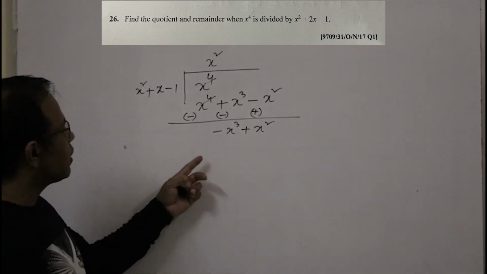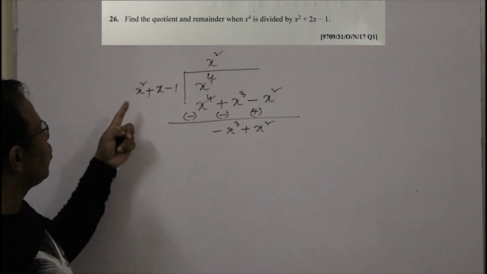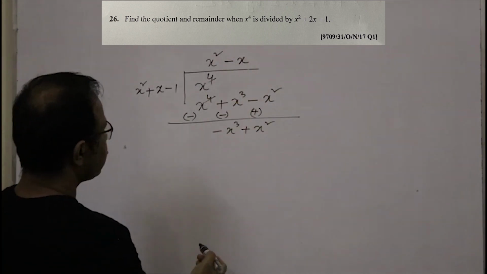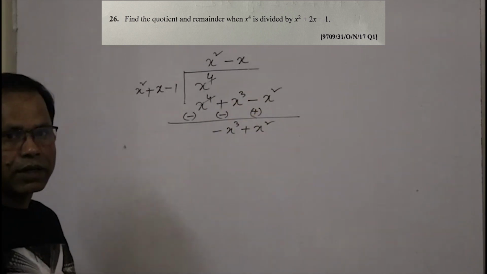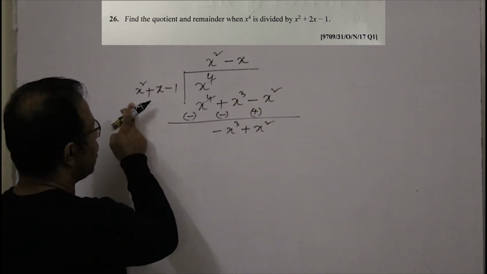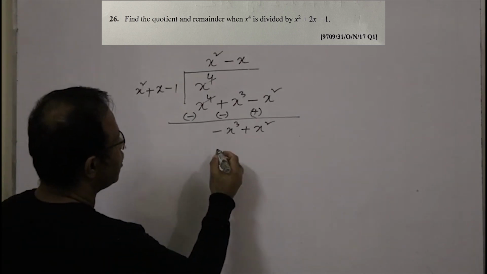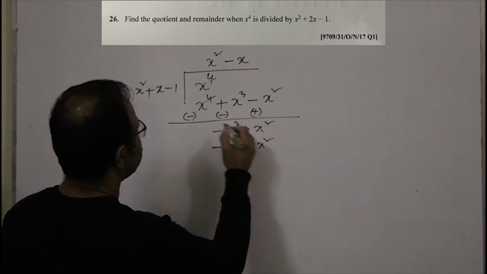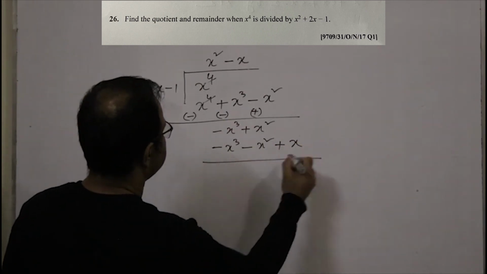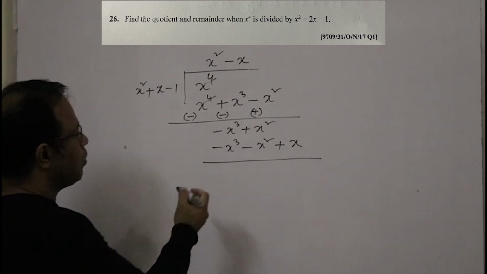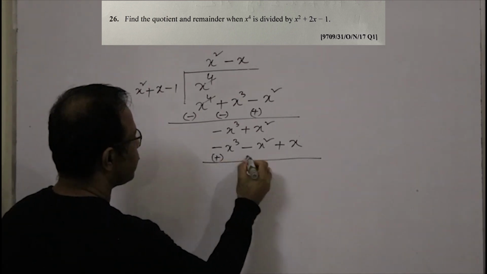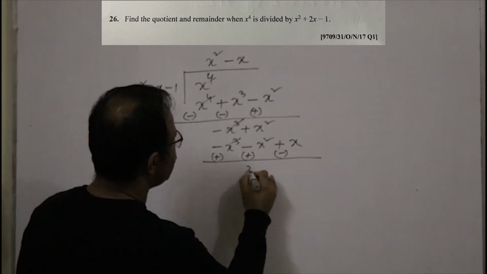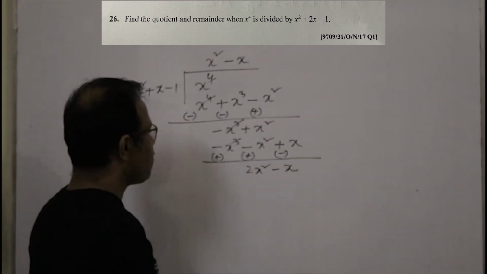Now we consider minus 2x cubed. How many times will x squared go? It will go minus 2x times. Again we need to multiply minus 2x by all the terms of the divisor, and it will be minus 2x cubed minus 4x squared plus 2x. Same thing will happen here. We need to change the sign. This one will cancel, and it will be 5x squared minus 2x.